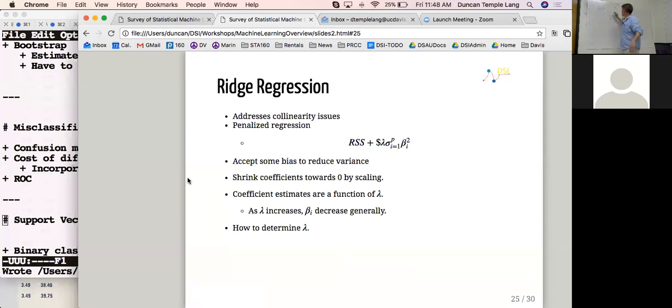So you might think about this as being, I'm going to draw it this way, because it makes it easier. I'm going to draw it over here. Okay, so we draw this. I'm playing fast and loose with flips to make my life convenient. This is going to be the contours of my residual sum of squares. This is the RSS.